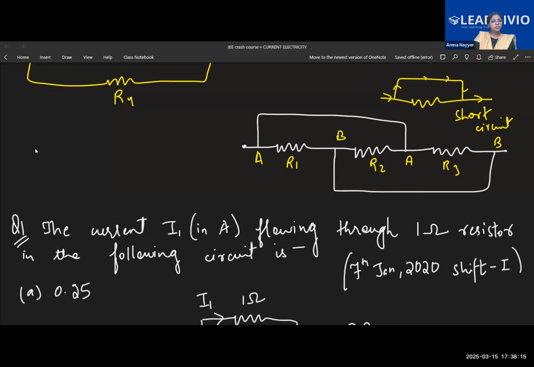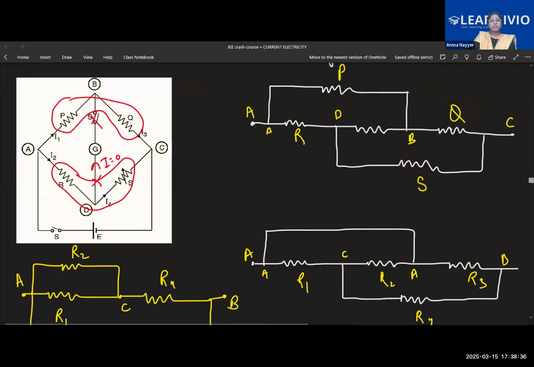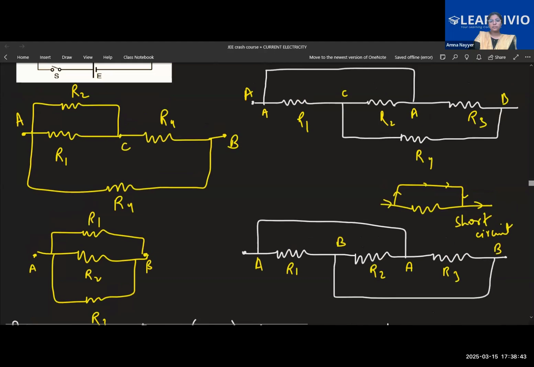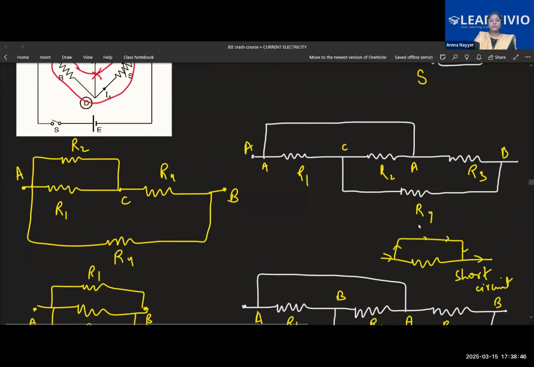Means between two points we have the A point and the B point. R2 was there, here R1, and lastly R3. So all of them are connected in parallel. Let's start with a question, but no need to make this Wheatstone one, just make these two. This one and the other one, okay? Then I'll start with the questions.